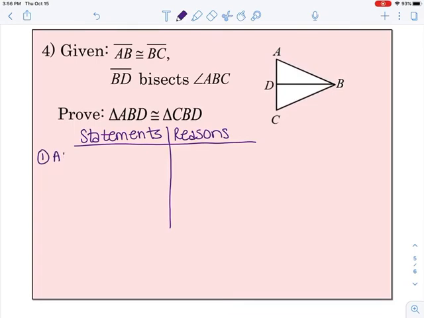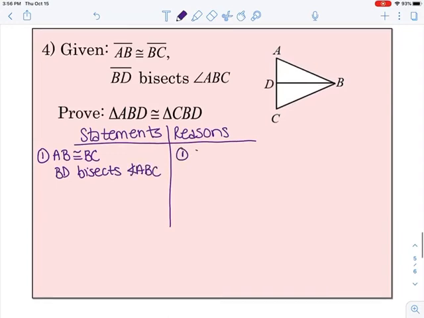Okay, so AB is congruent to BC, and BD bisects angle ABC. And the reason I know that's true is because it's given. So let's mark off our AB congruent to BC. And now let's talk about this next piece, the fact that BD bisects angle ABC.